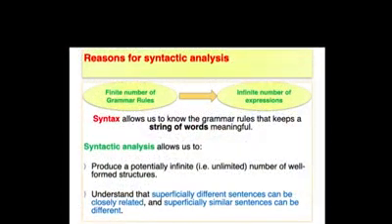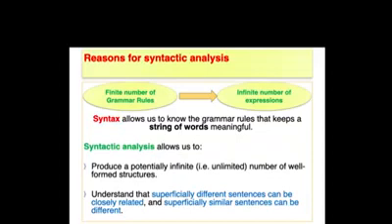Now let's move on to the reasons for syntactic analysis. Why do we need to do this? This is the first question we need to ask ourselves. Why do we need to do syntactic analysis? What does it serve, when you do this?